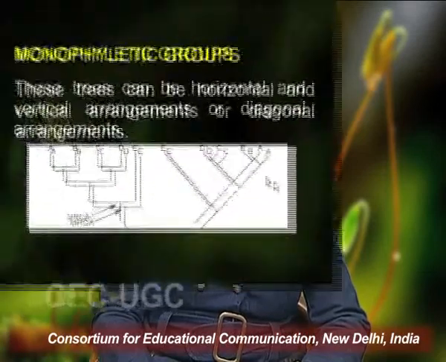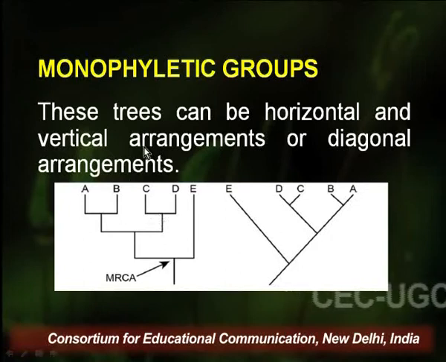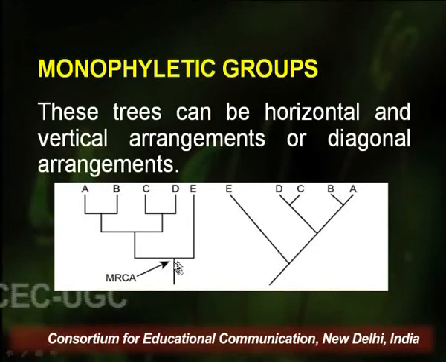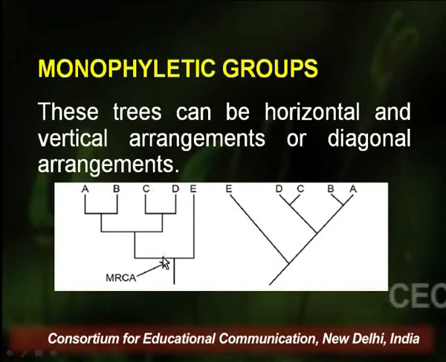most recent common ancestor. Now, here you can see a hypothetical example where these trees can be in horizontal or vertical arrangement, or we can make diagonal monophyletic groups. So, we can see this is the point of branching. This is the main branch from which different branches come out, and this is known as the most recent common ancestor. From here the branches occur. So, monophyletic shows that from a single clade all these taxa have been derived.